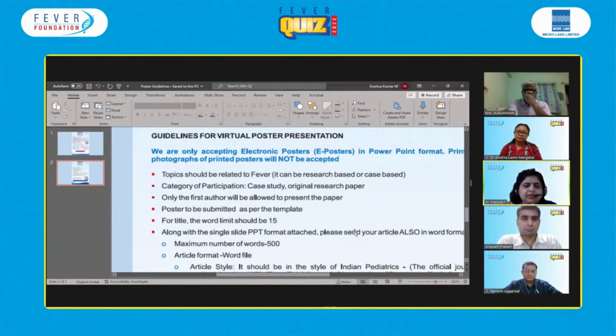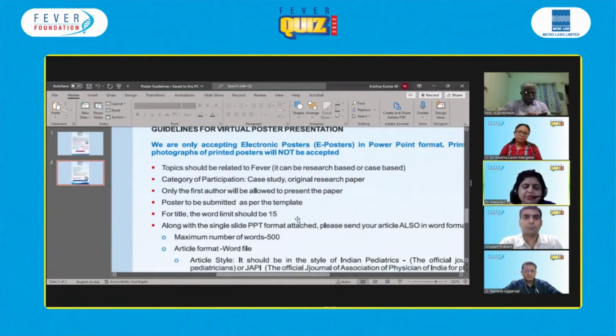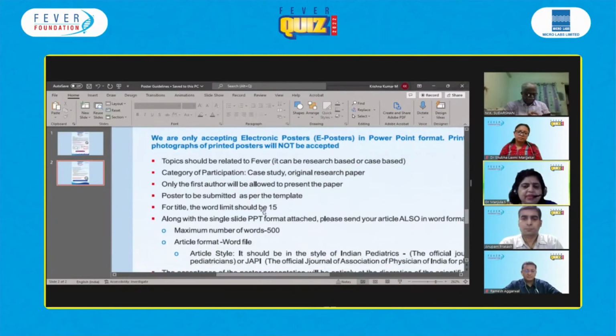Only the first author will be allowed to present the paper. And I'm reiterating, the poster is to be submitted as per the template only. Also, please note that the title should be limited to 15 words only, so you cannot have very long titles.